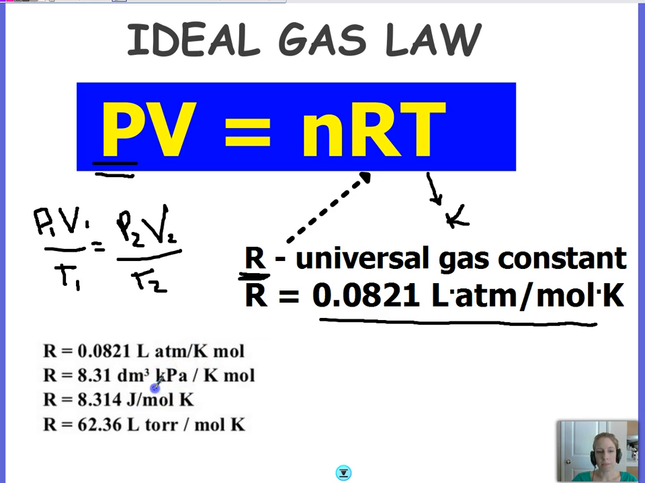Now, if we had kilopascals, we would use 8.31 as our R value. If we had joules, we'd use 8.314. And if we had torr, we could use 62.36. So you have to be very, very careful about which R value you use. You do need to memorize this R value and this R value, the one for atm and for kilopascals. Now, once you figure out what units you have and you have the right R, we are good to go.